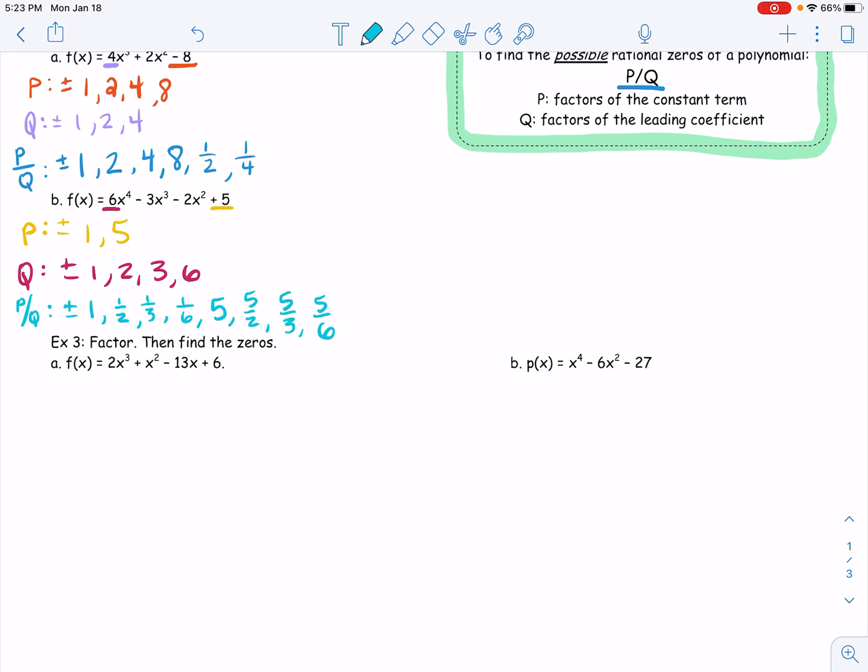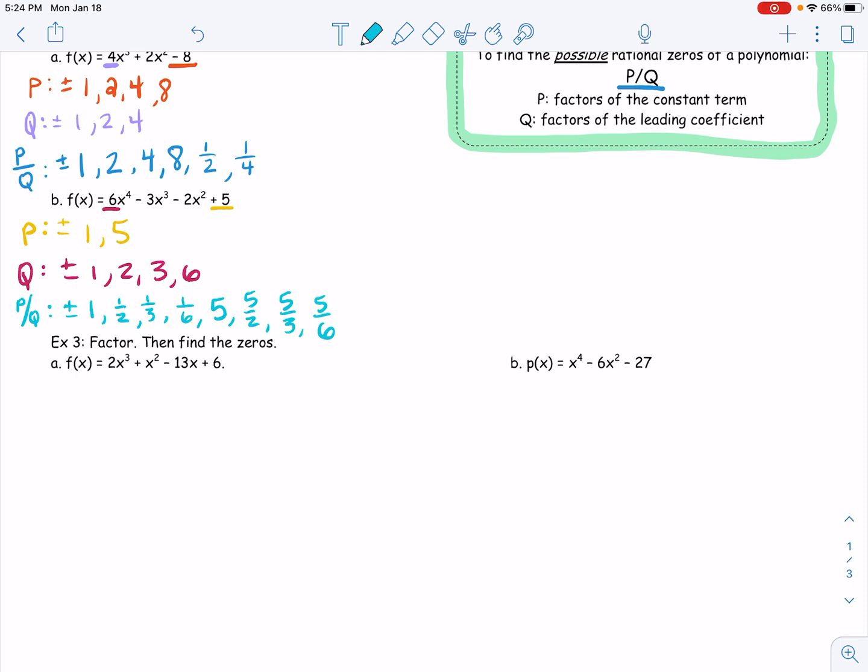Okay, so maybe you're thinking to yourself, what are we going to be doing? Well, again, I want to stress the importance of knowing how to factor and understanding what is factorable and what is not factorable. So what we're going to do in example 3 is factor and find all the zeros. So in this 2x cubed plus x squared minus 13x plus 6, my first thing I want to know is, is it factorable? Is there a GCF? No. It has 4 terms, so I would factor by grouping.